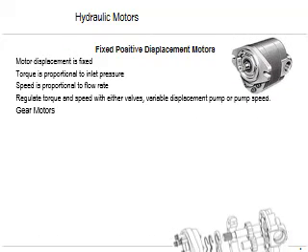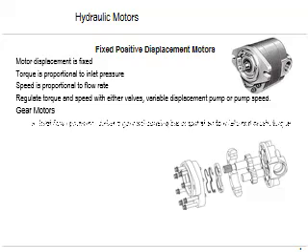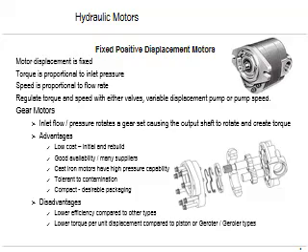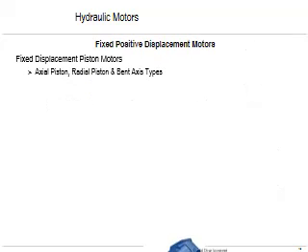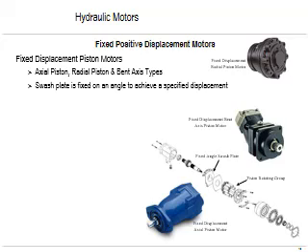Next thing, fixed positive displacement motor. Here we are showing the fixed positive displacement motor and the cut section. So, this is a motor with fixed displacement, torque is proportional to inlet pressure, speed is proportional to flow rate, then the regulator valve. This is a gear motor. Okay. These are some advantages of hydraulic motors. So, next, fixed displacement motors include axial piston, radial piston and bent axis types. Okay, this is the cut section of this motor.